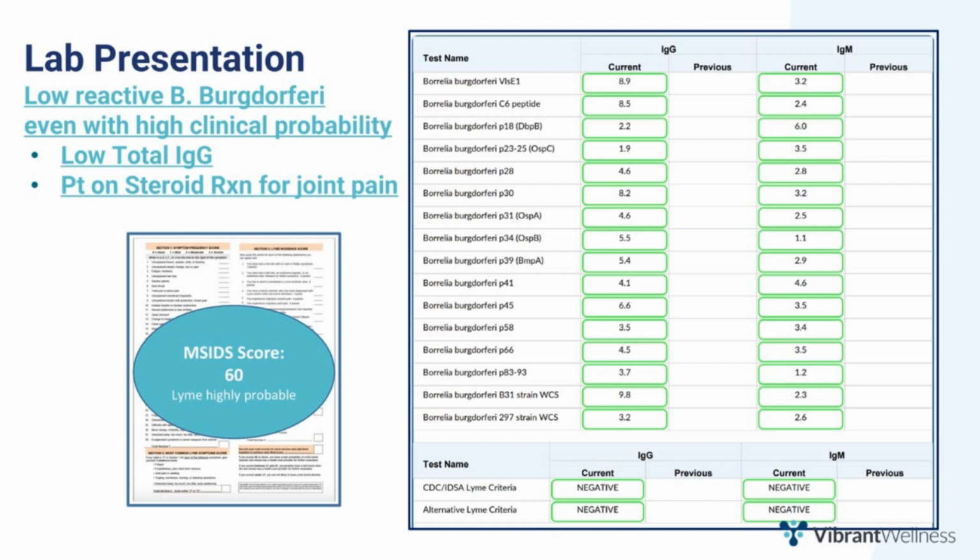So in this situation, when you have an MSIDS score that's so high and we have an all green test, that does not compute. And we need to ask the patient, is there something else going on? We need to test their immune system, test their total immunoglobulins, and try to pull that together. And then lo and behold, this patient, once they went off their steroids, retested, we did get a positive criteria when the immune system was back at a baseline.